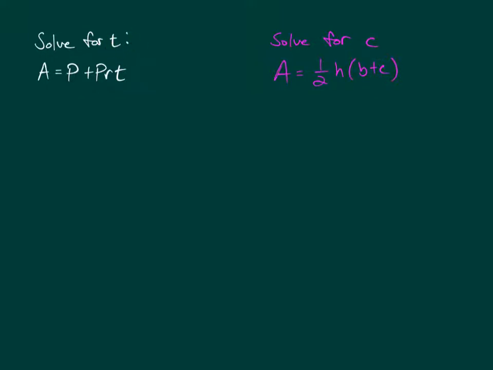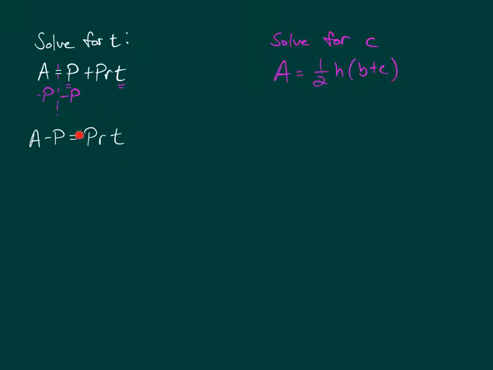And one big idea you want to keep in mind is that you are trying to get the terms with that variable on one side of the equation and the terms without that variable on the other. So right off the bat, I see this term has t, but this one does not. So I want to subtract p from both sides of this equation. And that leaves me with a minus p equals prt.